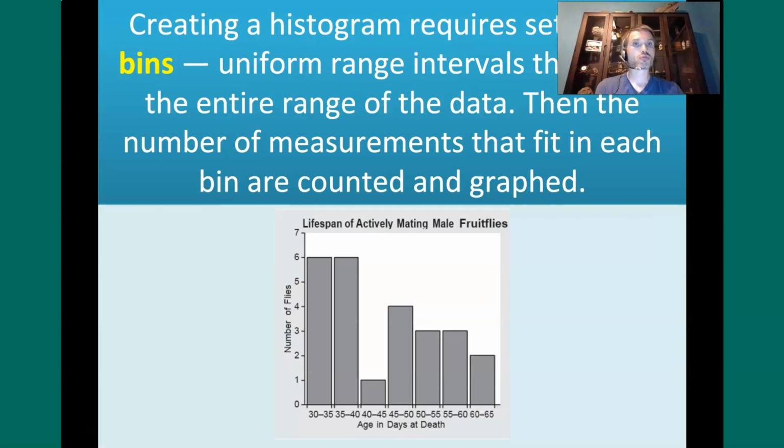So in order to create a histogram, what you first need to do is create bins or categories. And these must be uniform ranges that cover the entire range of the data. So if I have data that ranges from 0 to 100, and say for example I want to create 20 different bins, my bins would go 5, 10, 15, 20, 25. Every 5 would be a new bin. And then I would take my data and I would fit them into that particular bin and graph it.